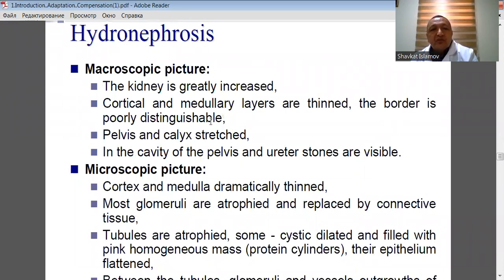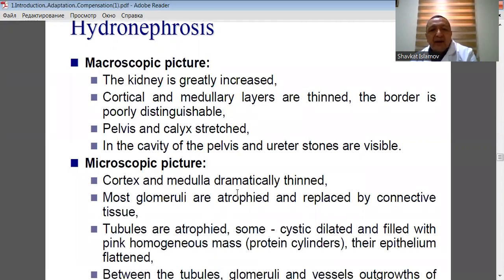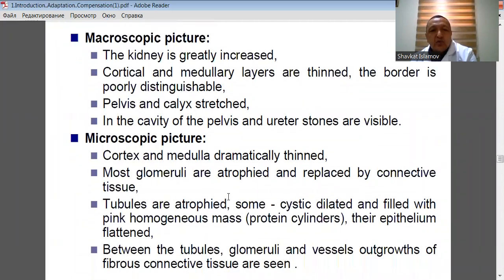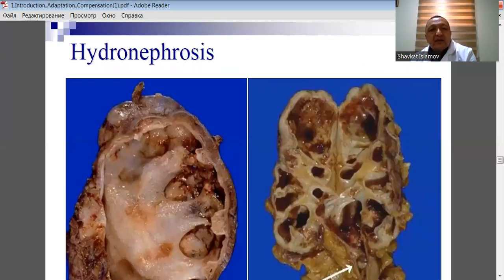Hydronephrosis, macroscopic picture: the kidney is greatly increased, cortical and medullary layers thinned, pelvis and calyces stretched; in the cavity of the pelvis and ureter, stones are visible. Microscopic picture: cortex and medulla are thinned, most glomeruli are atrophied and replaced by connective tissue. Tubules are atrophied. Between the tubules, glomeruli and vessels, growth of fibrous connective tissue is seen. Hydronephrosis.